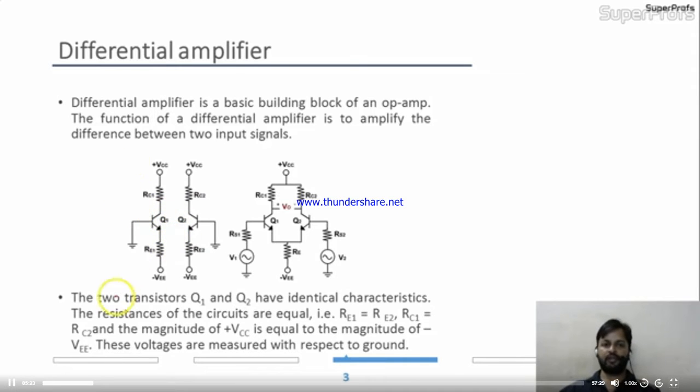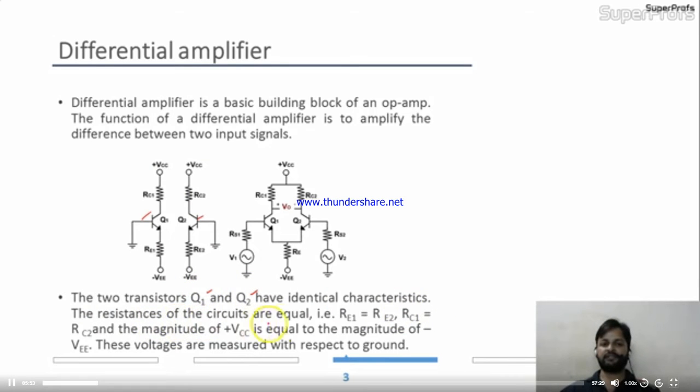So now come to the point. The two transistors Q1 and Q2, you can see over here, this is Q1 and this is Q2, have identical characteristics. Both are identical, meaning every parameter and element connected to these two circuits is the same, whether it's RC1, RC2, RE1, RE2, minus VEE, and VC, VC. So the two transistors Q1 and Q2 have identical characteristics.